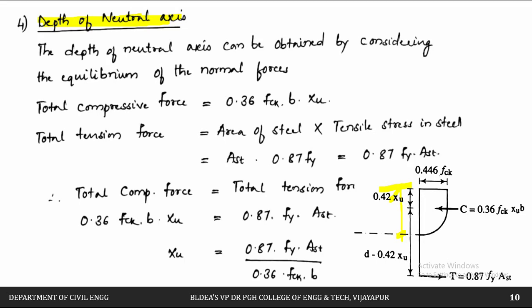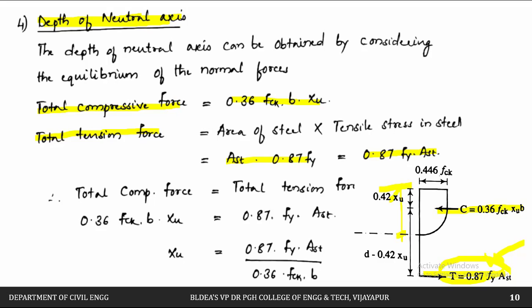To calculate the depth of the neutral axis, we can equate the compressive force to the tensile force. The total compressive force is 0.36 fck into b into xu. Then the total tensile force is 0.87 fy into Ast.